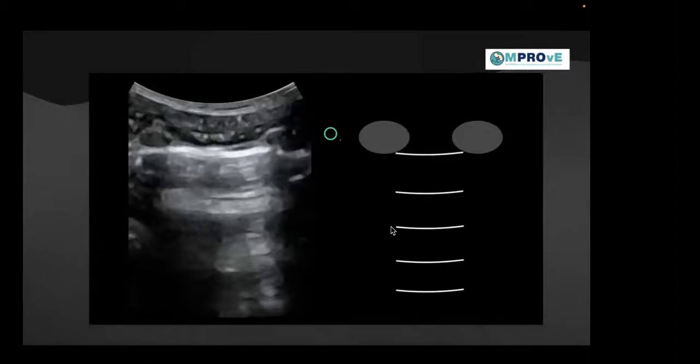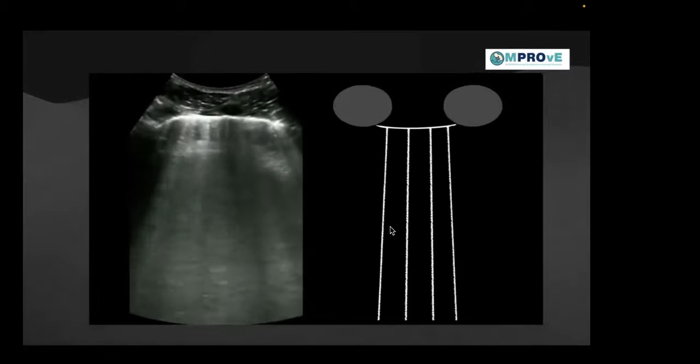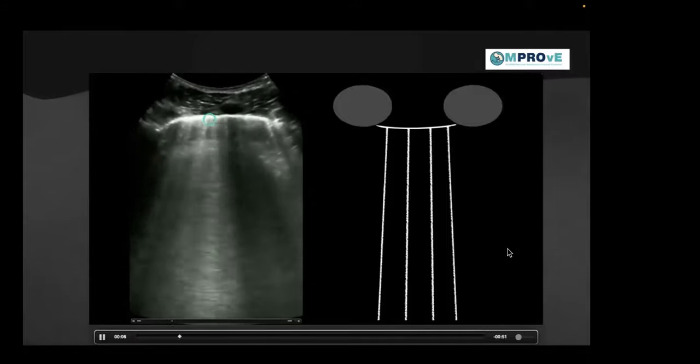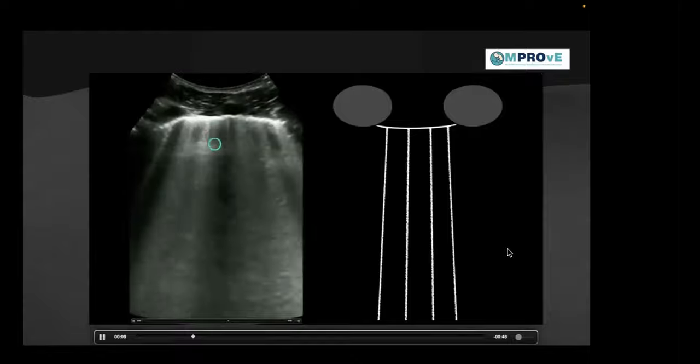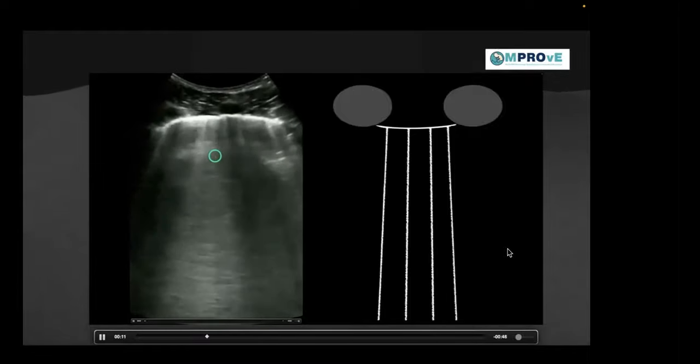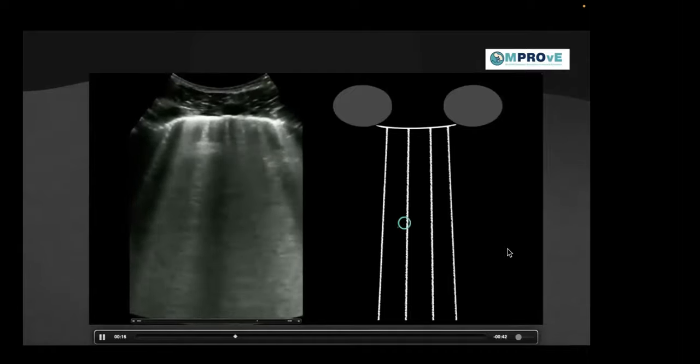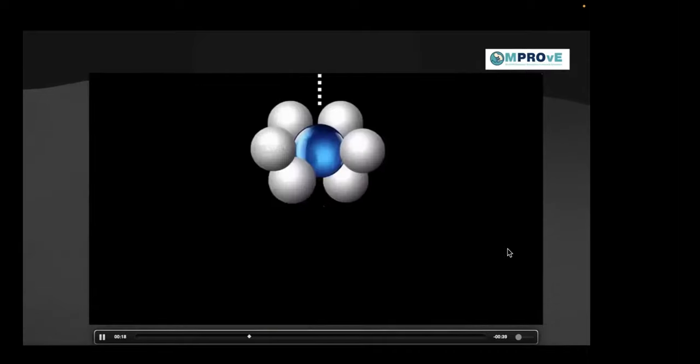Now let's talk about the vertical reverberation. Vertical reverberation is this movement, and that's a pleural line. And then these bright white hyperechoic lines reaching all the way to the bottom of the screen like a laser are the B lines. So this is how it is generated. That's your fluid filled alveolus. These are different alveoli, and there's a septum in between, and there is your fluid.